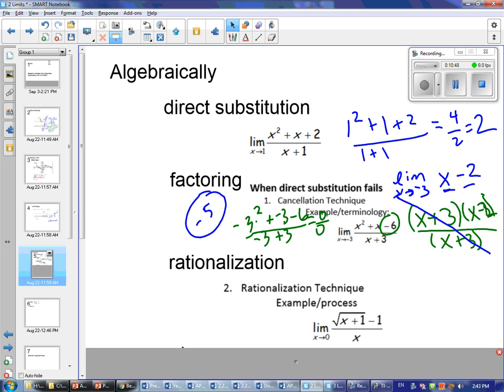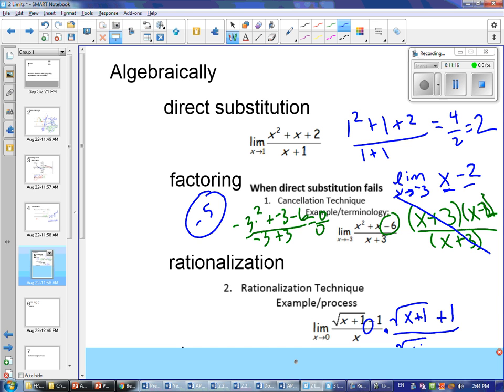Sometimes you have something that won't factor, usually has a square root. You can try rationalizing whenever you see a square root. To rationalize, you want to multiply the numerator and the denominator by the same thing, because that's just a clever form of 1. So I'm going to multiply by the conjugate of the radicals in the numerator. I'm going to copy the numerator, but change the sign from minus to plus. Got to do it in both the numerator and the denominator.